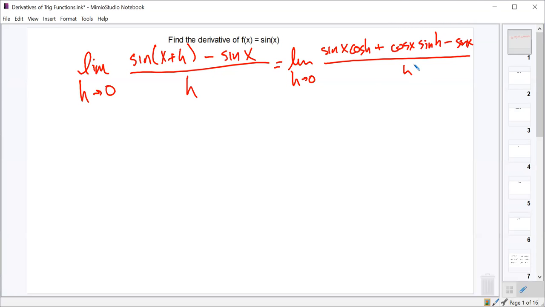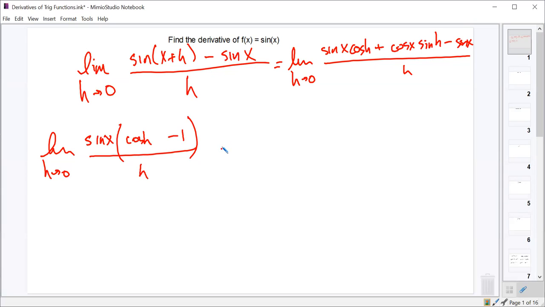Anybody see some more work they'd like to do with this? You have 2 sine x's in the numerator, so you could probably isolate those. Okay, so let's do that. Let's write the limit as h approaches 0 of sine x times, if I factor the sine x out of that, what's left? Cosine h, and then minus 1 over h. And then I could add to that the limit as h approaches 0 of just this other term, cosine x sine h over h.